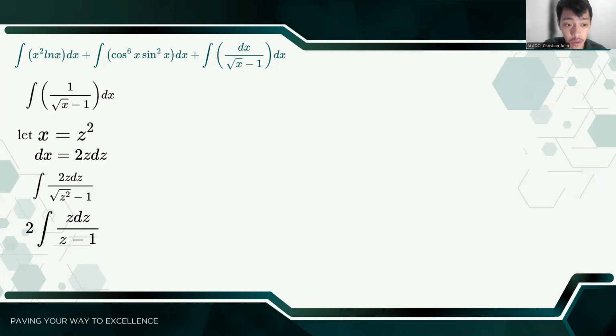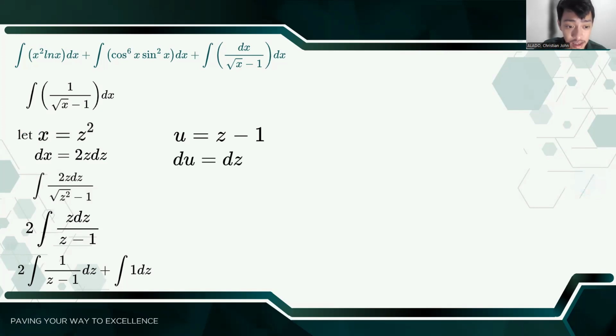And factoring out the equation, we have integral of 1 over z minus 1 multiplied by dz plus dz. Now we can apply our basic integration formulas, wherein for our first term, we can apply logarithmic, and then for our second term, it's just a constant. Now we have let u equal to z minus 1, and our du here, differentiating this, is dz. With that, we can now have 2 ln of absolute value of z minus 1 plus z.